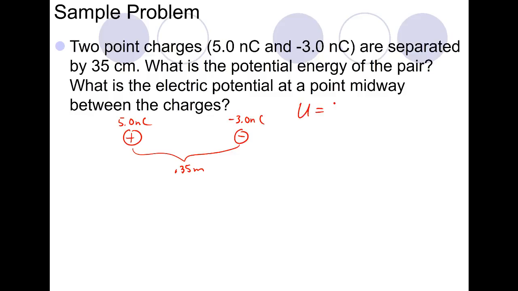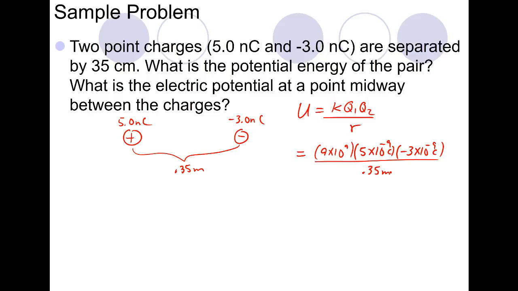Potential energy, remember, is k Q1 Q2 over r. So that's 9 times 10 to the 9th, times 5 times 10 to the negative 9th, times negative 3 times 10 to the negative 9th. I'm being really bad with units, but those are coulombs. And r is just 0.35 meters. It's not squared. So the potential energy of the pair, you can calculate this out, is about negative 1.1 times 10 to the minus 6 joules. Why is it negative? Because you have a positive and a negative charge.